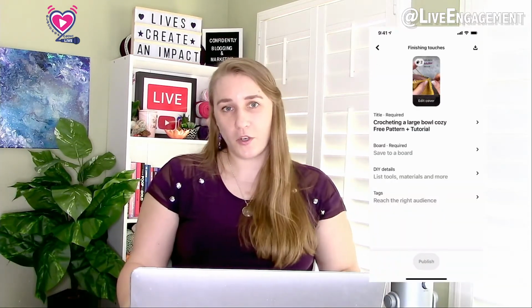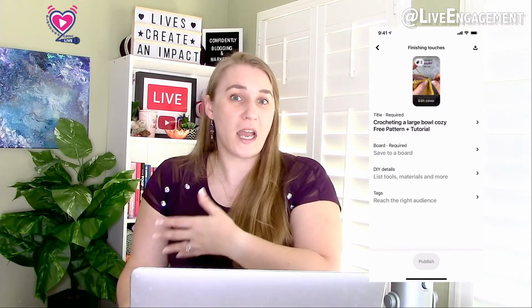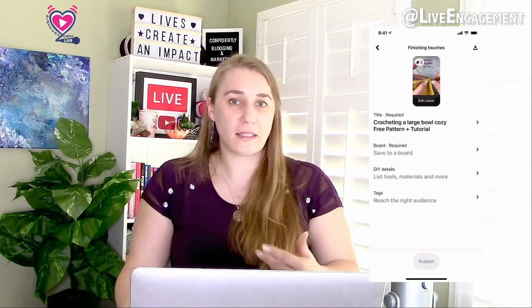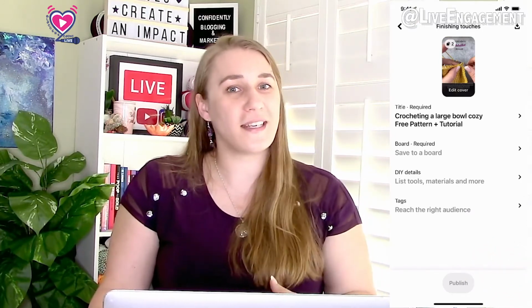It's very important to also put it onto the right board, and that is really specific. So for example, for me, this is a large bowl cozy. So I would put it probably on my kitchen crochet pattern board so it knows, okay, it's kitchen related. So that's where I'm going to pin it. And hopefully I'm going to then have a viral pin because all the pieces are put in place and the video content that I created is also very good. So that's what you do.